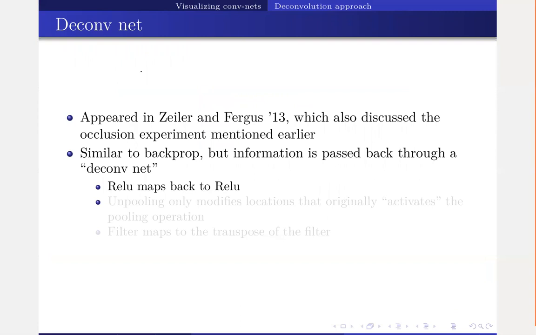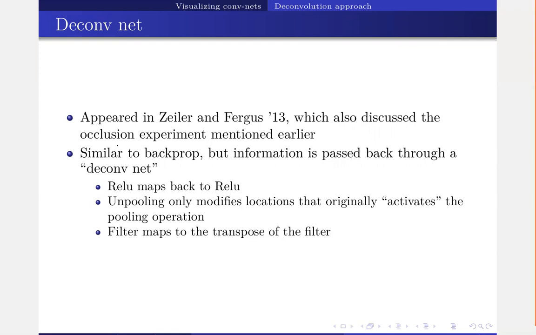Actually, by the way, this original ConvNet paper also appears in this Fergus paper back in 2013, which we mentioned had this occlusion experiment, right? So it's a pretty nice paper. They have a couple of ideas in the paper. Now for backprop, they say, okay, if I do regular backprop, it doesn't work well, so they modify the backprop a little bit.